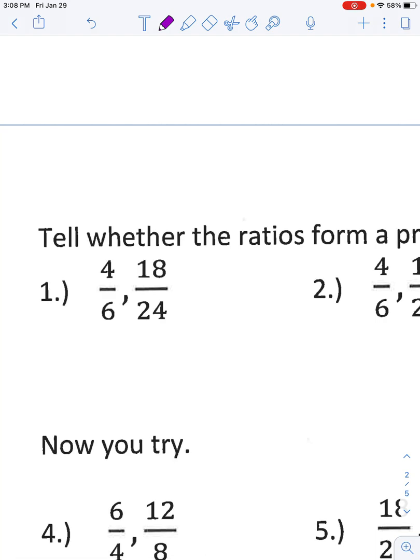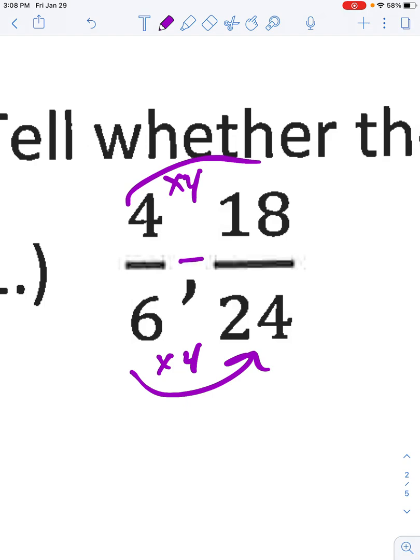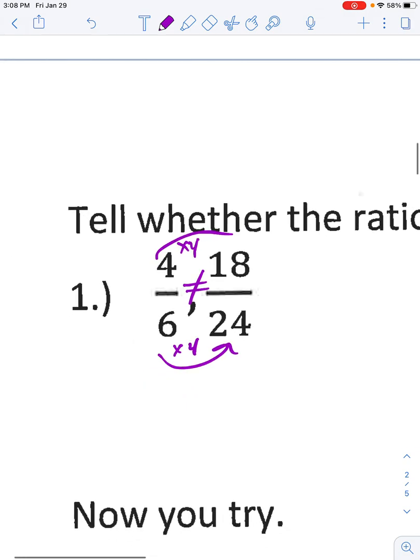If you're best with simplifying fractions, go for it. I wouldn't use cross multiplication on this one because it's going to take some time to sit there and multiply, okay? So I see right off the bat, I can get from 6 to 24 by multiplying by 4. 4 times 4 is 16, not 18. So I automatically know those are not in proportion.